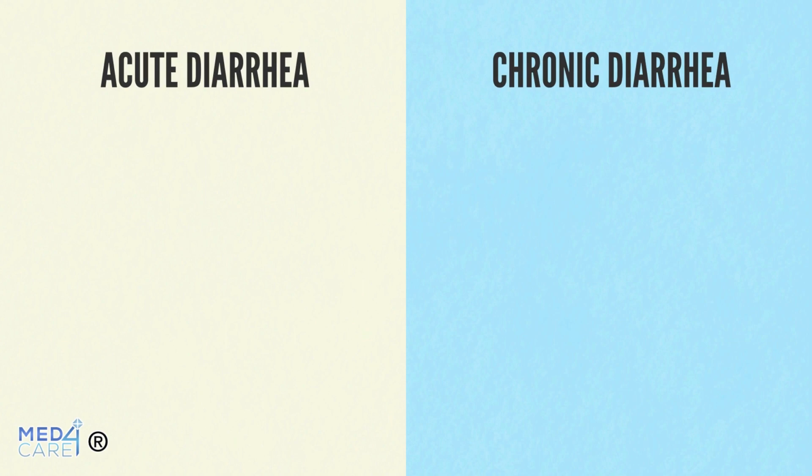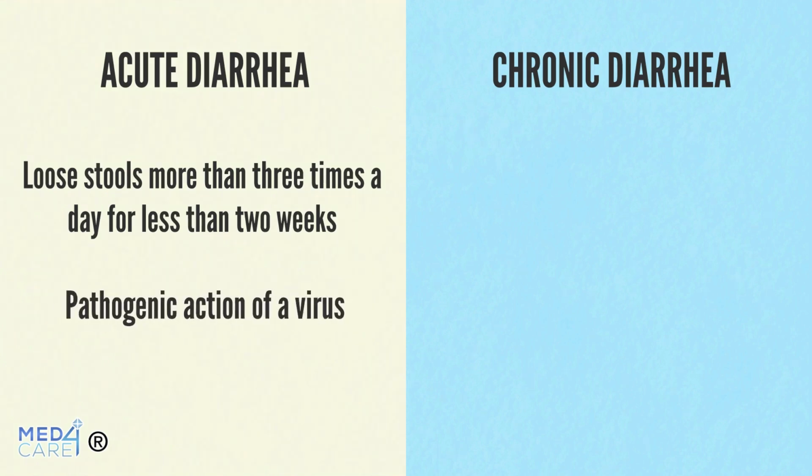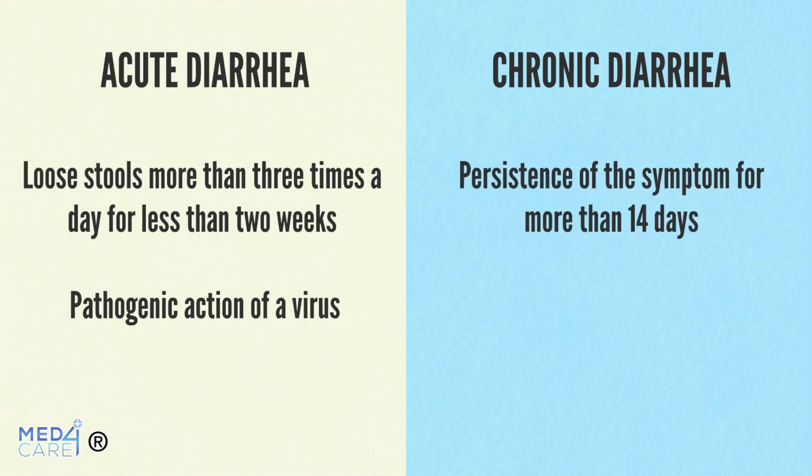Acute diarrhea is defined as loose stools more than 3 times a day for less than 2 weeks. In various conditions, episodes of acute diarrhea are caused by the pathogenic action of a virus that penetrates the cells that make up the epithelium lining the intestinal mucosa. Chronic diarrhea is the persistence of the same symptom that lasts beyond 14 days. In cases where diarrhea tends to worsen or become chronic, factors that are not necessarily infectious, which have led the intestine to secrete a greater quantity of liquids, must also be taken into consideration.